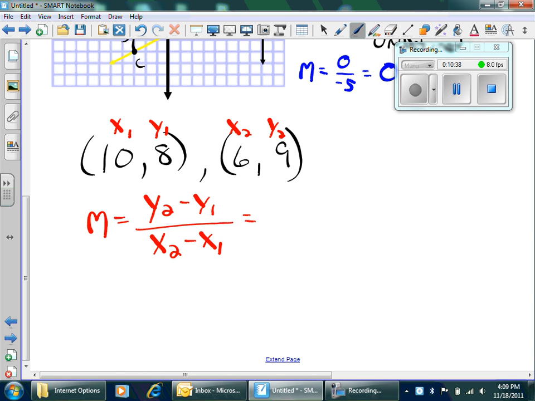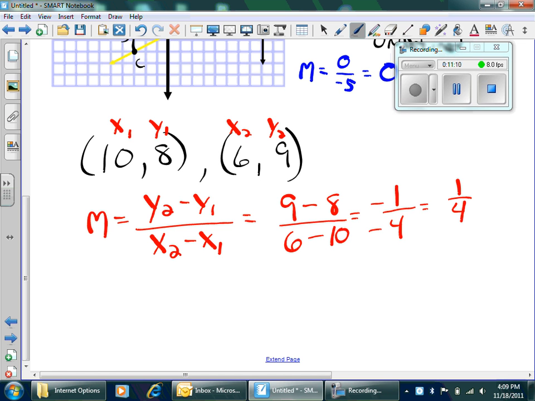Now remember, it doesn't matter which point you called the first point or the second point, as long as you're consistent. If the 10 is x1, then the y has to be y1, 8. If the 10 is x2, then the y has to be y2. All right, so I'm going to take 9, and I'm going to subtract 8 from it. I'm going to take 6, and then subtract 10 from it. When I do that, I'm going to get -1 over -4, but then I need to simplify. A negative divided by a negative is going to be a positive.